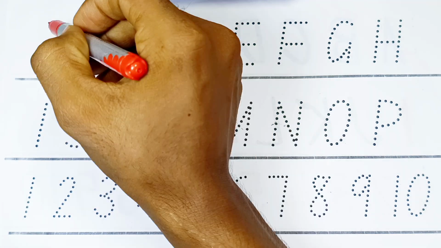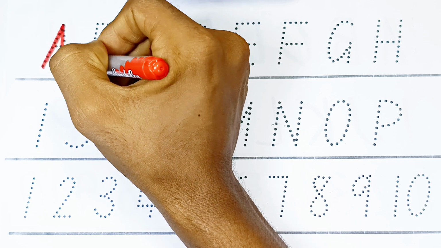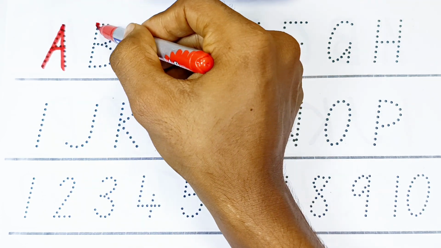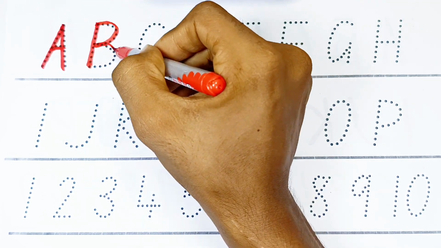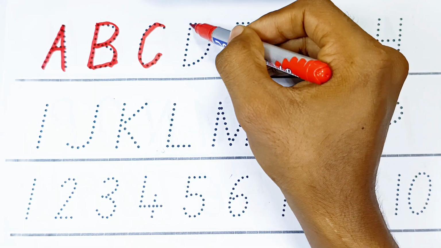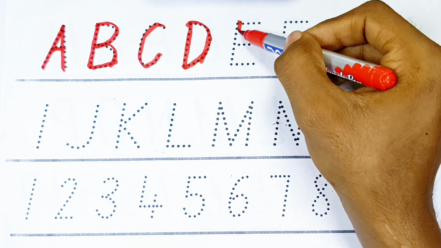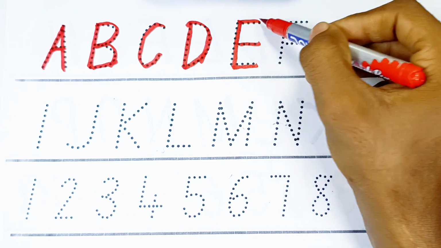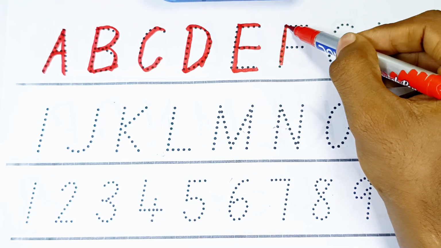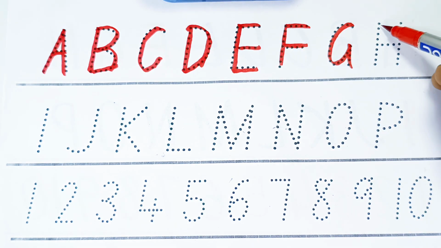Kids, now you draw A. A for apple. B for ball. C for cat. D for dog. E for elephant. F for fish. G for god.